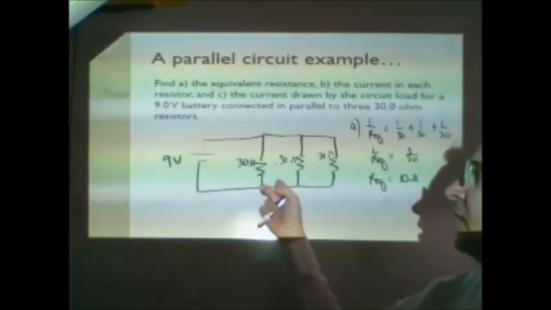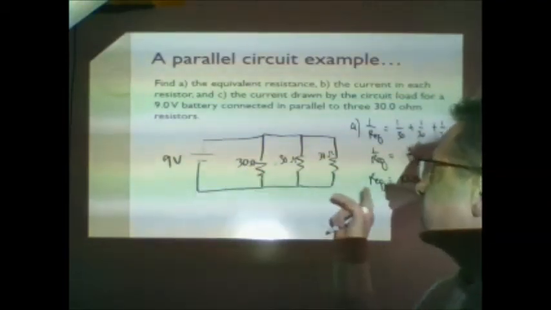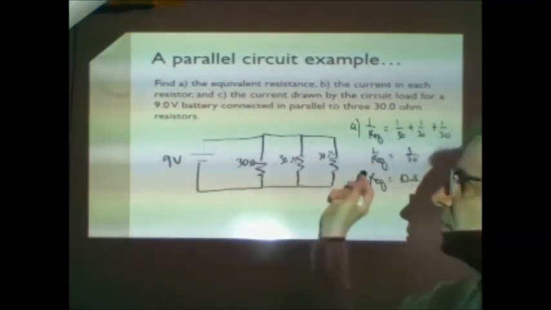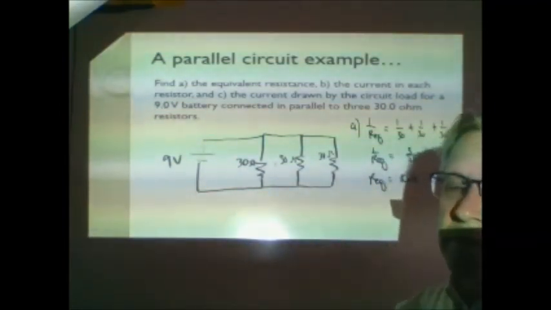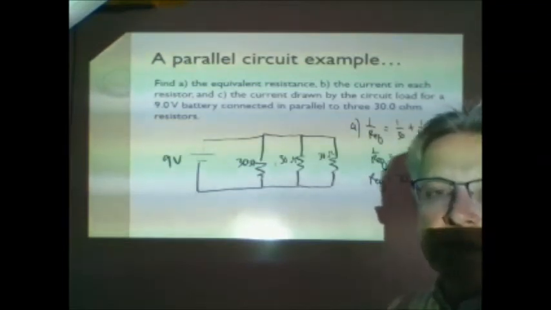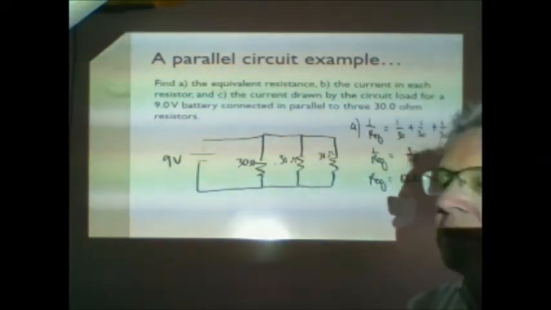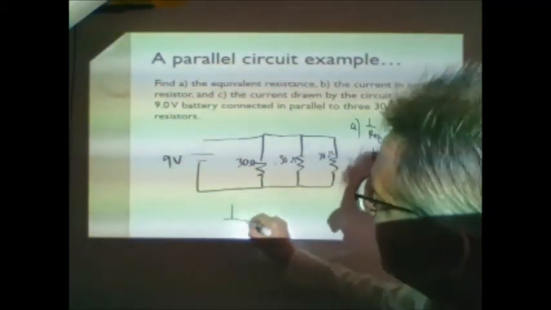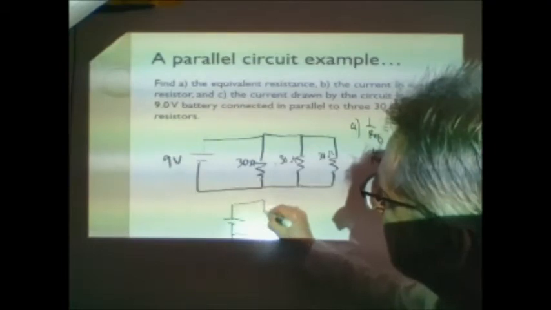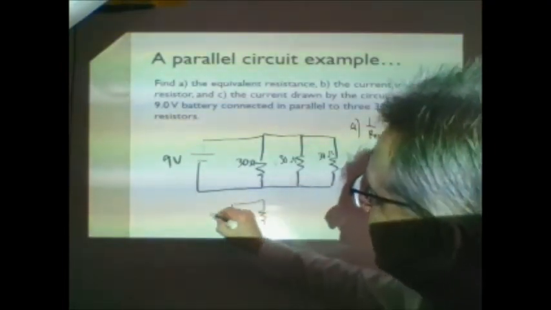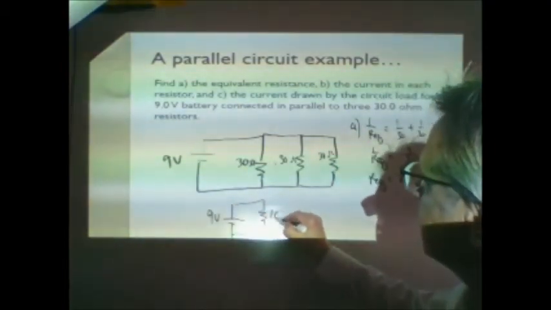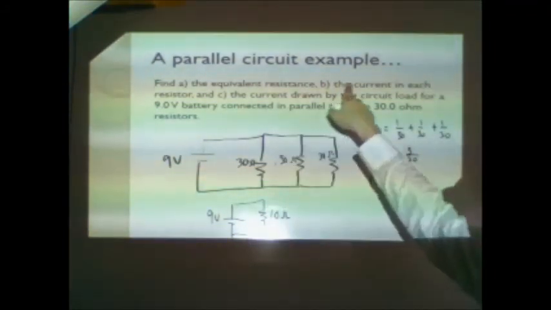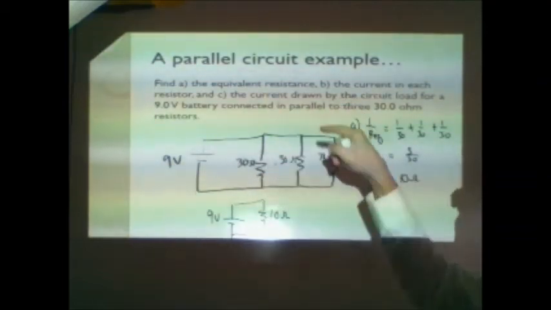And you can see that the equivalent resistance will always be lower than any of the resistor values. And so if you calculate equivalent resistance and you don't see that relationship holding, then you may have made a mistake in your math. Okay, so what the battery really sees is this. This is what the battery sees.